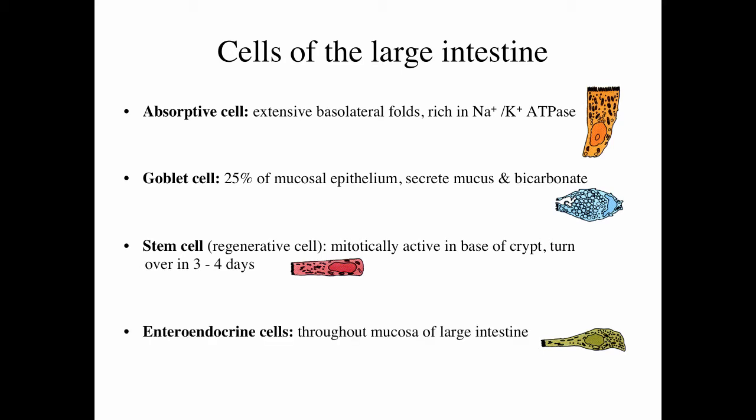And then the enteroendocrine cells are throughout the mucosa of the large intestine, as they are throughout the mucosa of the small intestine and throughout the mucosa of the stomach. And by the way, they're essentially the same types of cells throughout the GI tract, these enteroendocrine cells. Paneth cells are not, to my knowledge, found in the large intestine of humans.